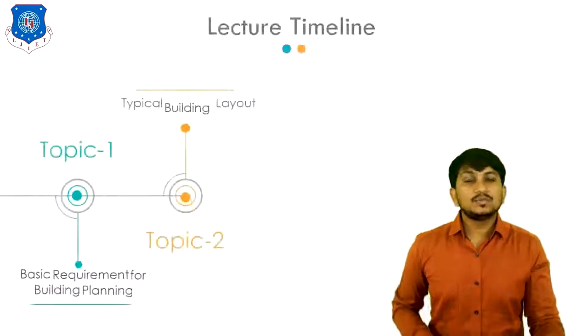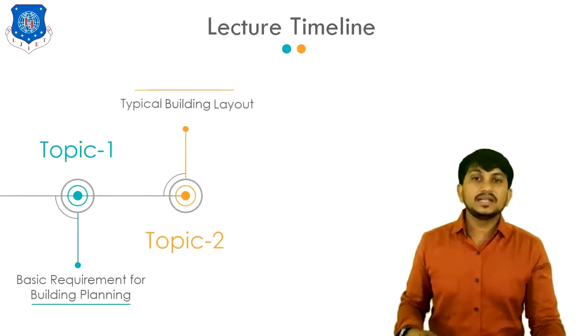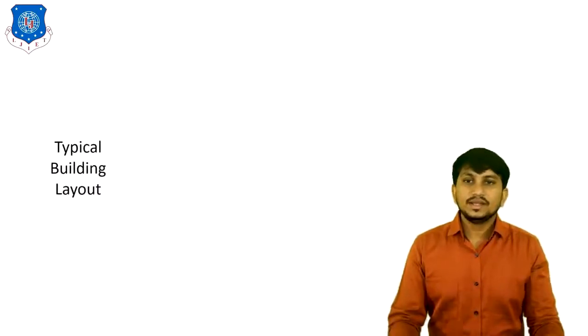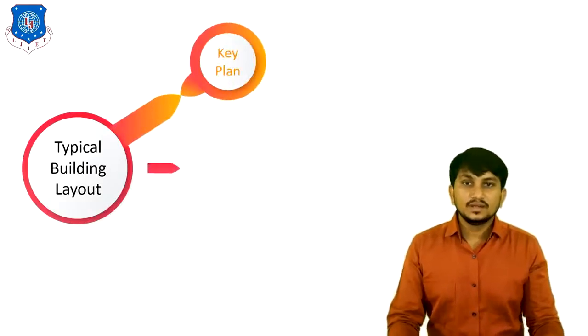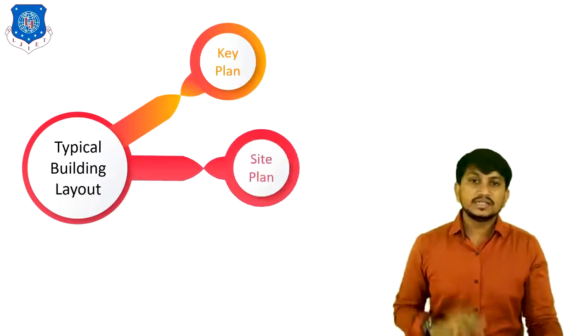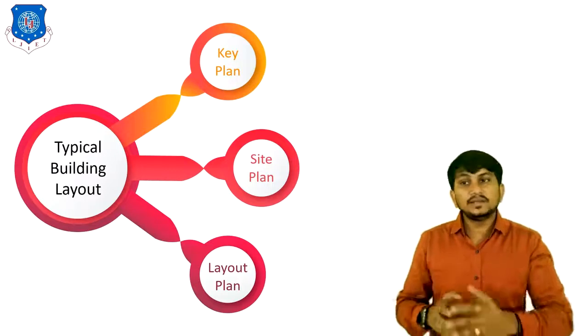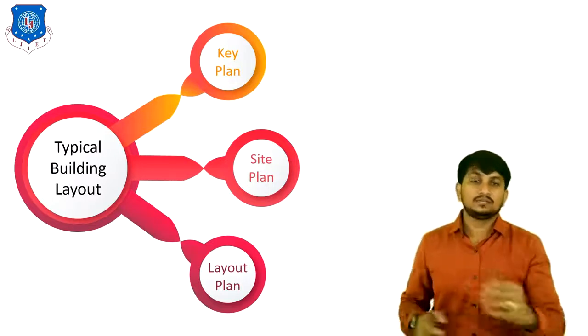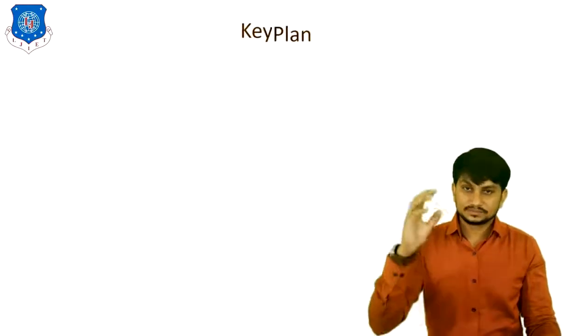Now, let's move to the second topic of today's lecture, which is typical building layout. In typical building layout, we will understand first key plan, second site plan, and third layout plan, and understand the difference between key plan, site plan, and layout plan. Let's start with key plan. What is key plan?